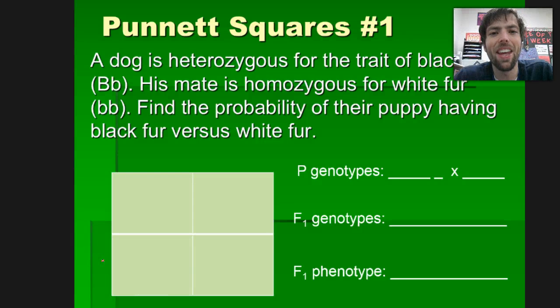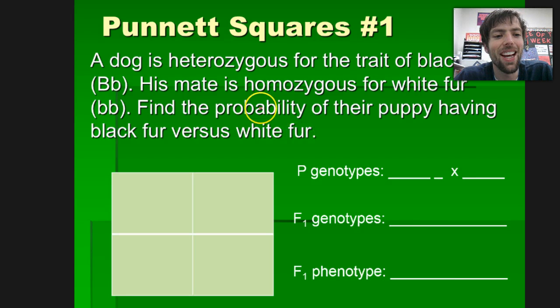Hi, it's Mr. Mabry. Now that we've got our vocabulary down for Punnett squares, it's time to do some Punnett practice. You don't have to write the word problem down in your notes, but I would like you to say Punnett square number 1, make a 2 by 2 box, and to the right of it, P genotypes or parent genotypes with 2 blanks, F1 genotypes, which are the kids' genotypes, or F1 phenotype.